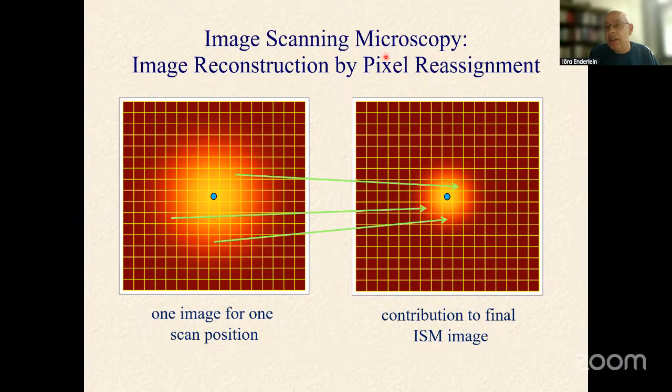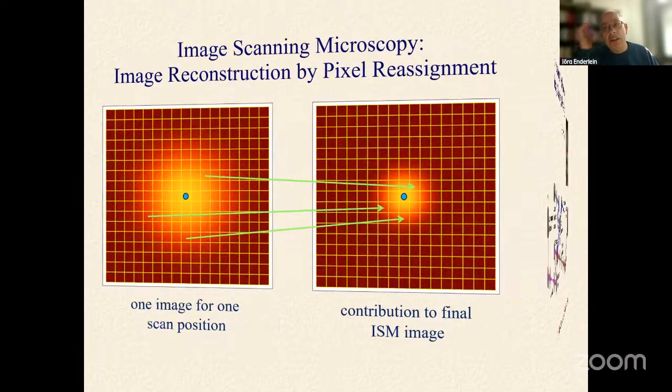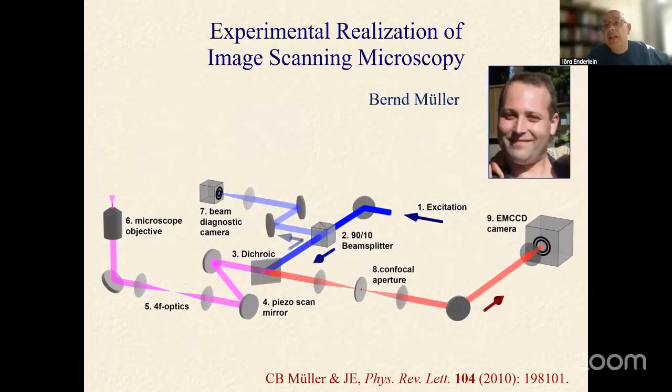So you are scanning your sample with a focused laser beam, but you take at every scan position a small image, you do the pixel reassignment, and then hopefully you will get a high resolution image. The first realization of this idea experimentally was in 2010 with a home-built system where we simply replaced our single photon avalanche diode by a whole EMCCD camera, and then recorded indeed at every scan position a small image and did this kind of software-based pixel reassignment.